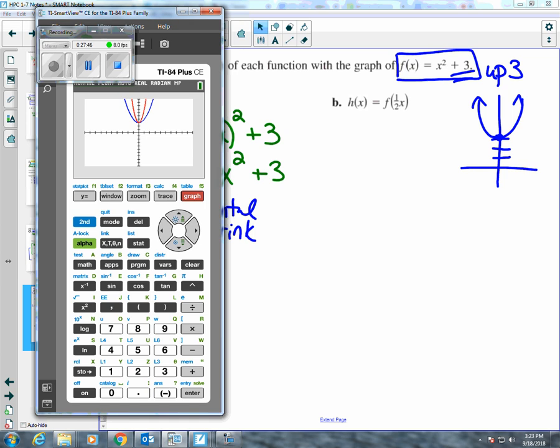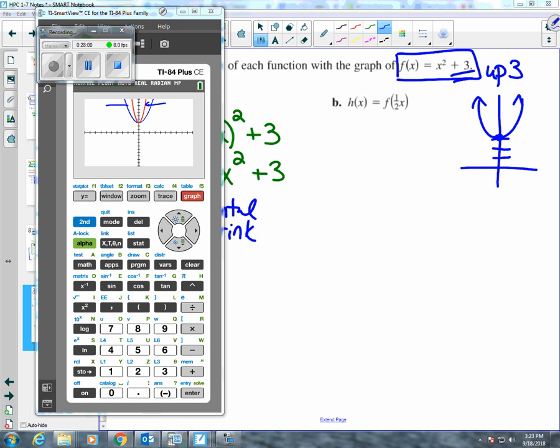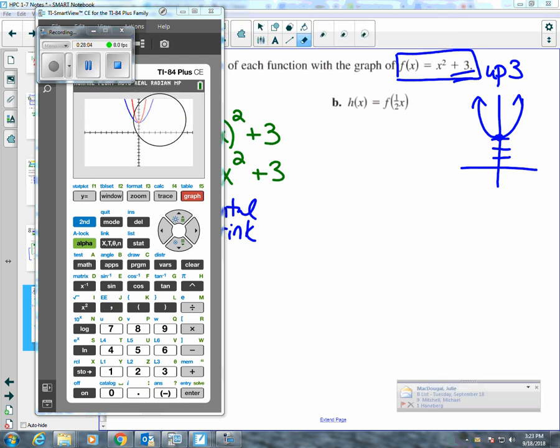The vertex is still at the same location, but it did definitely have that horizontal shrinking. So look at the red one. It is skinnier. It's like taking the ends of the blue graph and squishing them in, right? Horizontal shrink. So it was moving in and made that graph taller in the middle. So that middle one was a horizontal shrink.